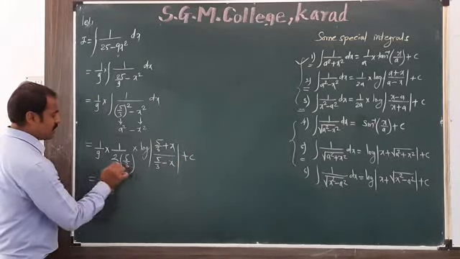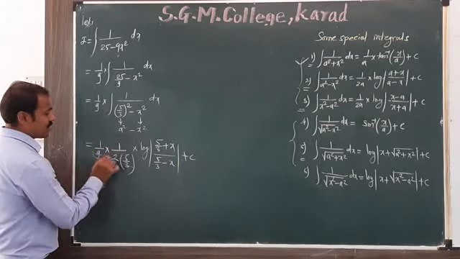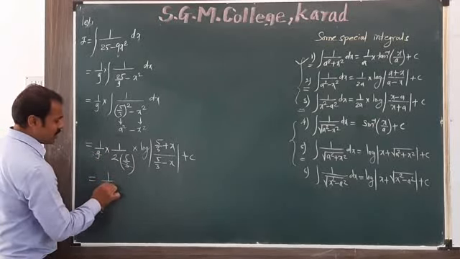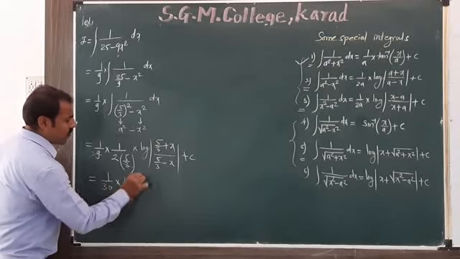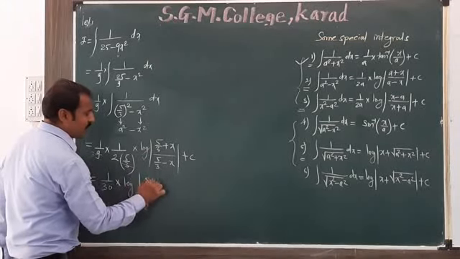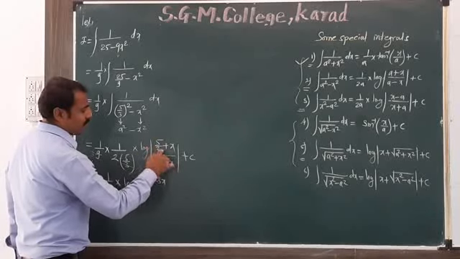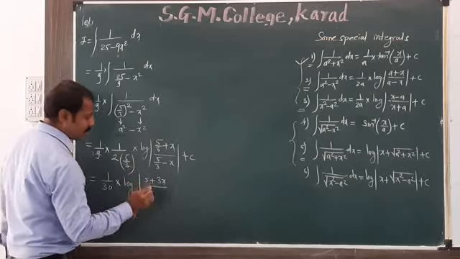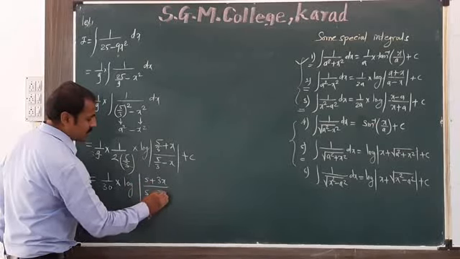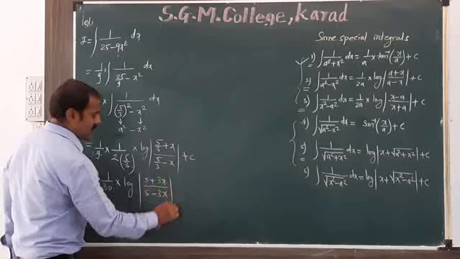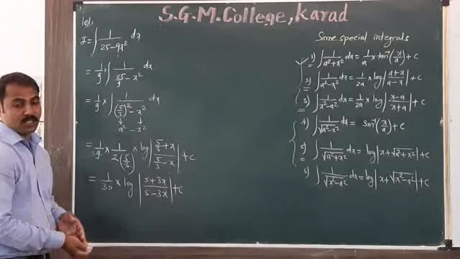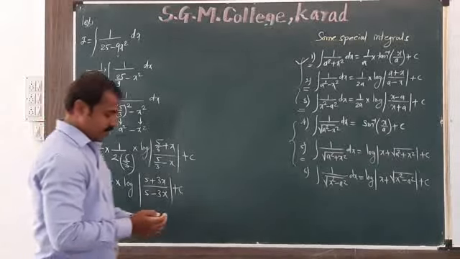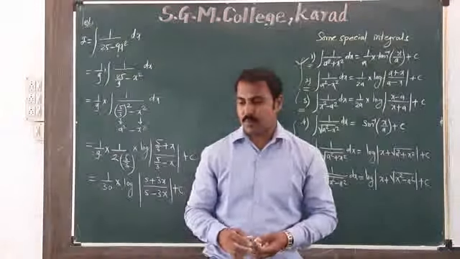After simplification, 3 3s are 9, 5 2s are 10 into 3, is nothing but 1 upon 30 into log of mod of 5 plus 3x divided by 3, 5 minus 3x divided by 3. The 3 gets cancelled. 5 plus 3x divided by 5 minus 3x plus constant of integration c. Here is the answer of the given question. Now take another example.